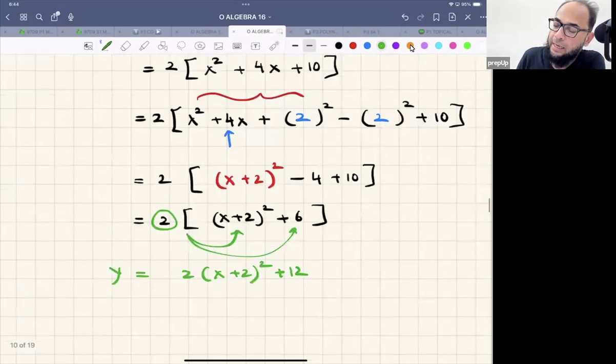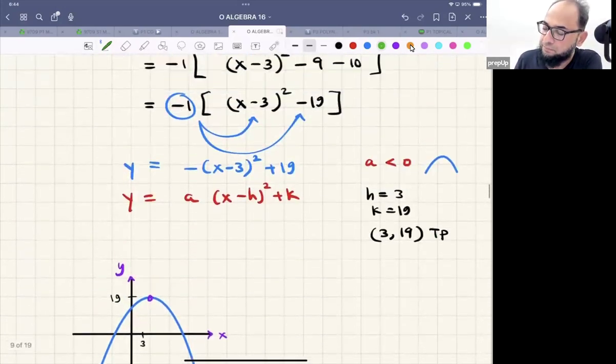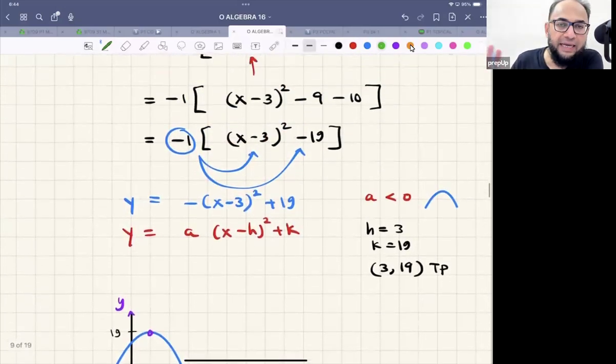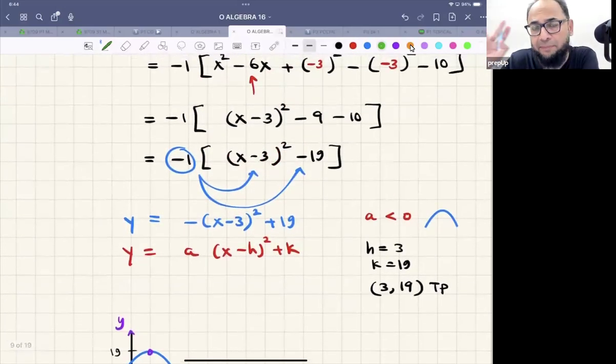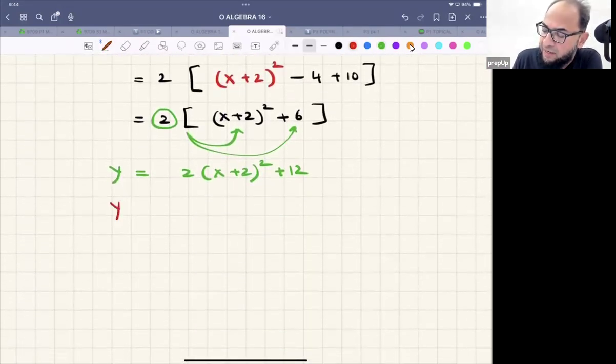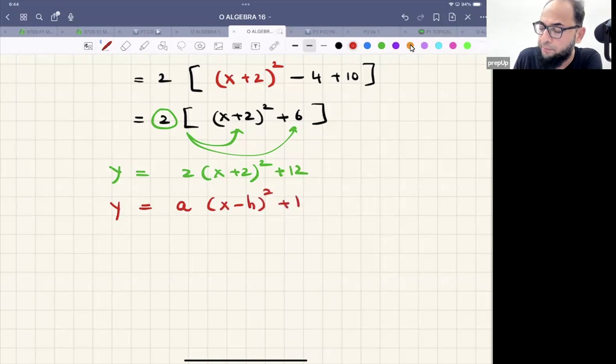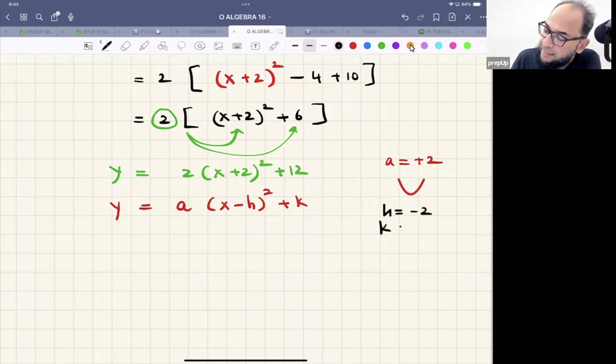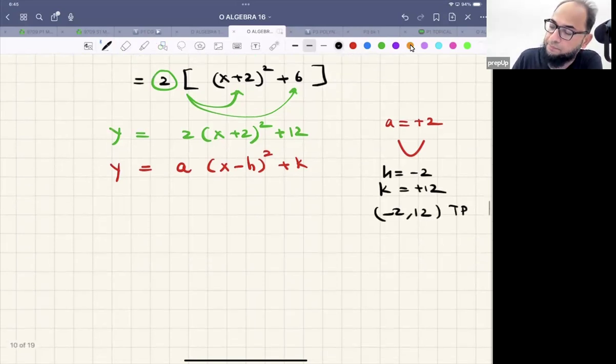This is y. Now one more thing that I want to emphasize over here: the value of a does not make the difference, it's the sign that makes the difference. So over here, if I compare y equals a times x minus h whole squared plus k, the value of a is positive 2. It's the positive that makes a difference, so the shape is like this. Minus h is plus 2, so h is negative 2, k is positive 12. Negative 2 comma 12 is the coordinate of the turning point.